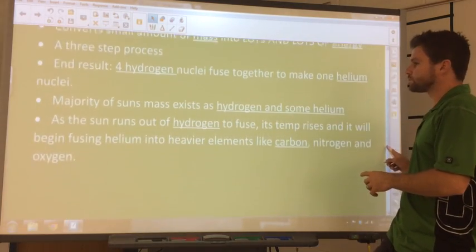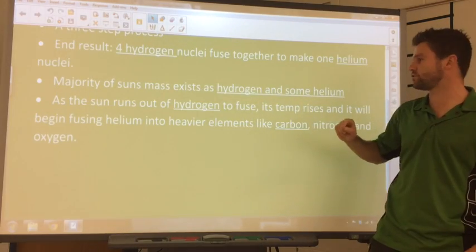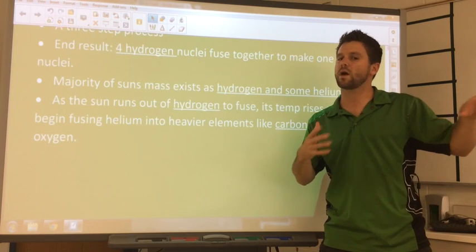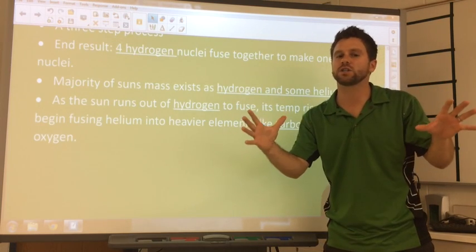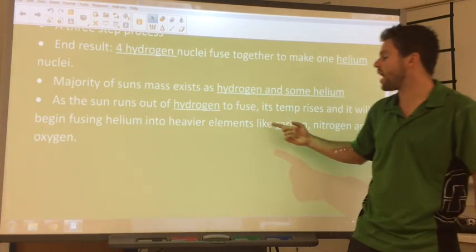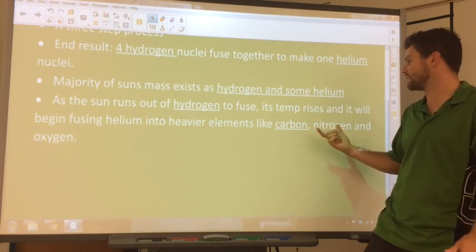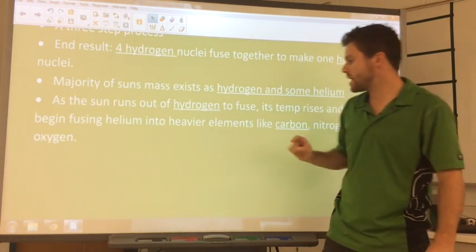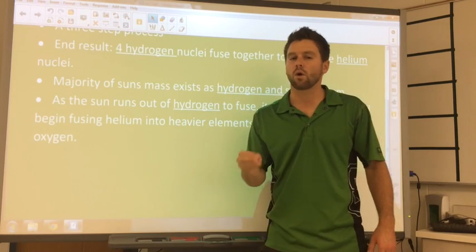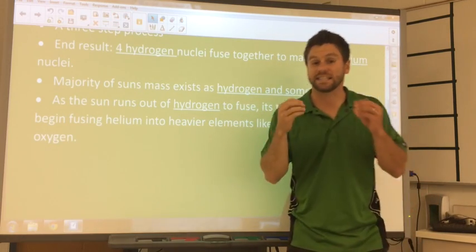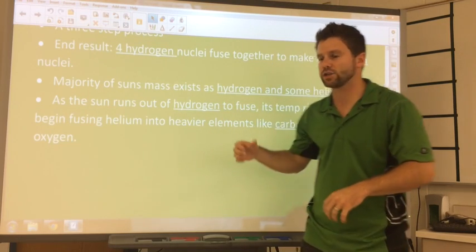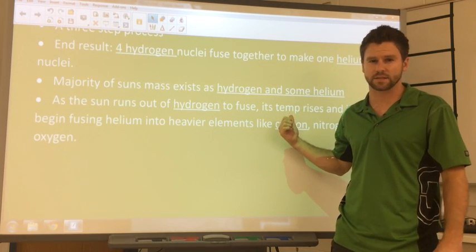Okay? The majority of the sun's mass exists as hydrogen and some helium. Majority of it. But eventually, we will run out of hydrogen, and most of the sun will be helium. Okay, so let's continue. As the sun runs out of hydrogen to fuse, its temperature rises and it will begin fusing helium into heavier elements like carbon, nitrogen, and oxygen. Because helium is heavier, smashing helium atoms together takes more energy. That's why the temperature rises in the sun.